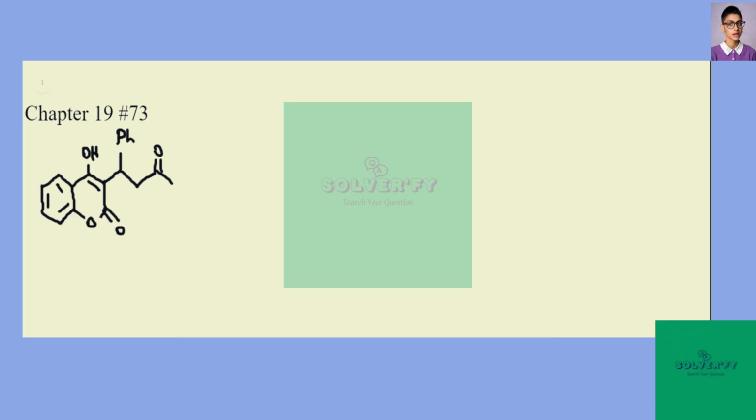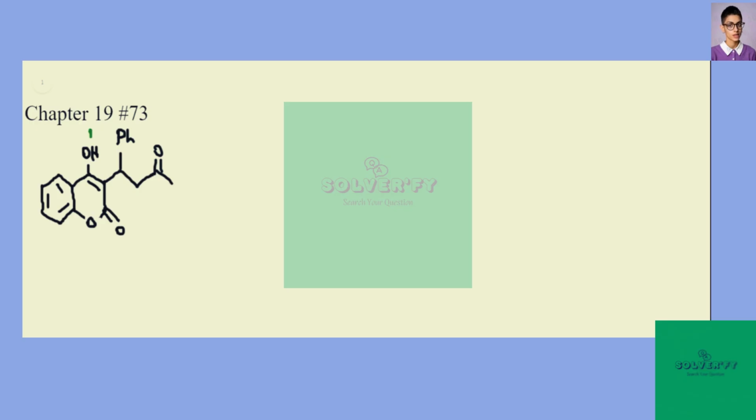This is the answer to Chapter 19, problem number 73 from the Smith Organic Chemistry textbook. And this problem discusses warfarin. So it says, although it was initially sold as a rat poison, warfarin is an effective anticoagulant used to prevent blood clots. Label the most acidic proton in warfarin and explain why its pKa is comparable to the pKa of a carboxylic acid. Okay, and so in order to do that, I'm going to have to draw some resonance structures.